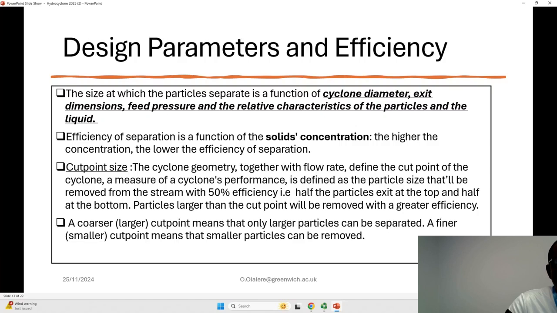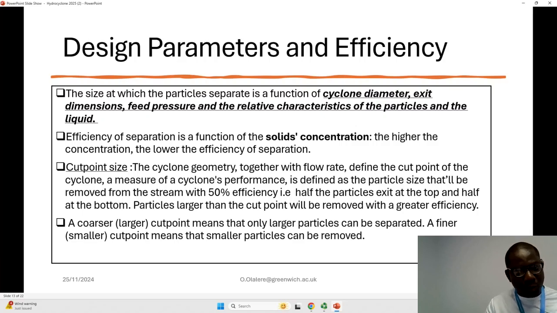Then another design parameter is the cut point size. This is very, very important. A cut point size. I think I asked this question last year. What is a cut point size? That is the only question I asked that has to do with what is. What is a cut point size? In a cyclone, the geometry, together with flow rate, define the cut point of the cyclone.